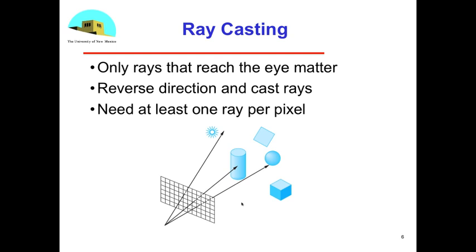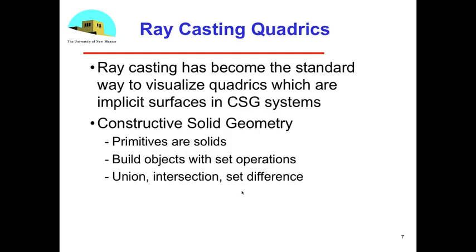But let's now just turn to what happens when we deal with quadrics. One way that's important with quadrics, and we haven't really studied this, is we've mostly dealt with objects that we say are surfaces. They're defined by their surfaces. And there's a real limitation to that. There's a short section in the book about constructive solid geometry. In constructive solid geometry, your primitives are solids, not surfaces.